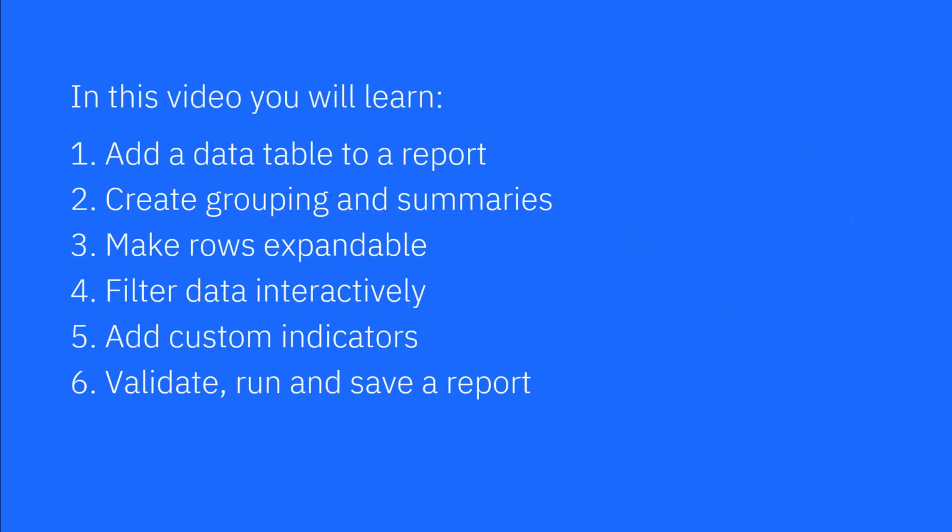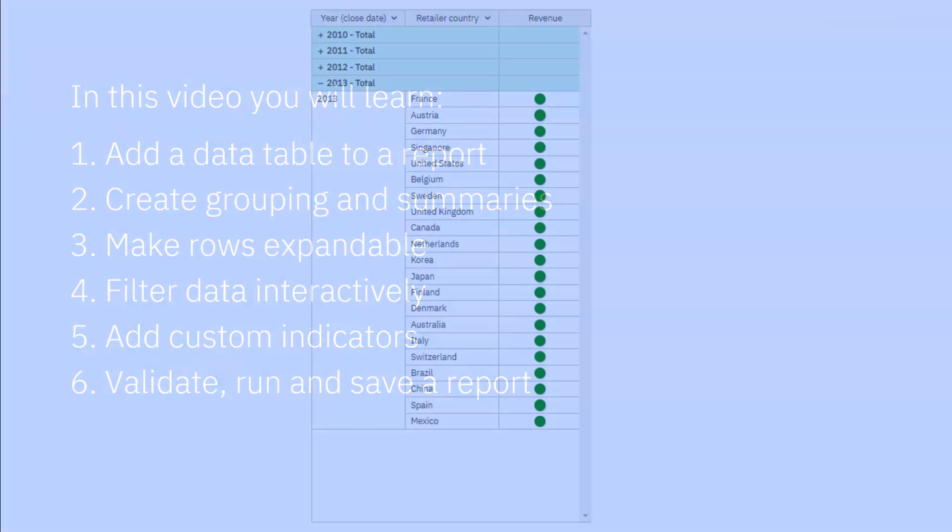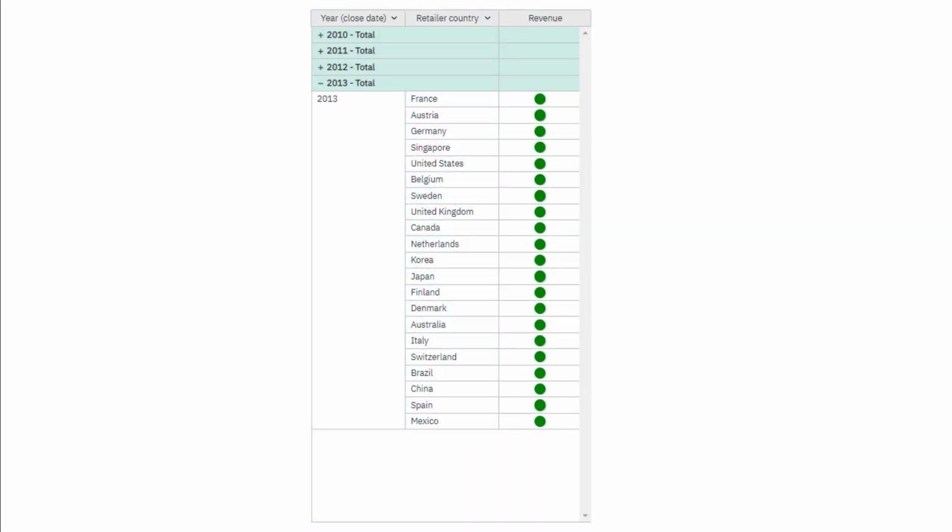In this video, you will learn how to add a data table to a report, create groupings and summaries, make rows expandable, filter data interactively, add custom indicators, and validate, run, and save a report. This report will be created in the video.